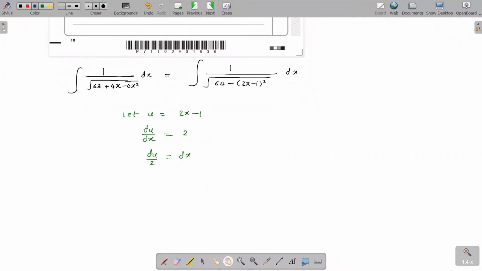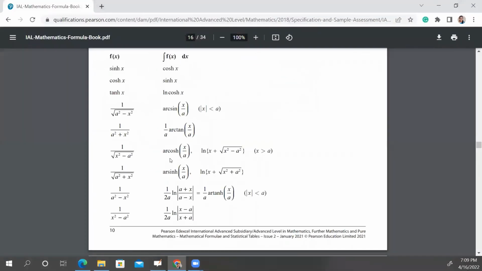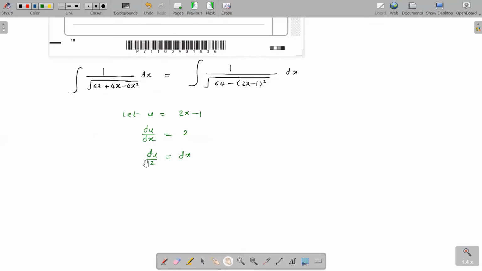Okay, and we need to make it look like one of these formats. So when we continue, when we substitute, what do we get? Integral of 1 over root 64 minus 2x minus 1, where u is 2x minus 1, which means 2x minus 1 is u square. And dx is replaced as du over 2.